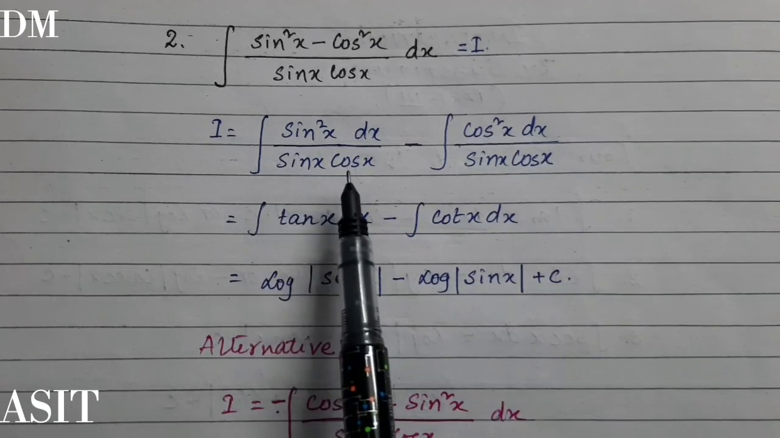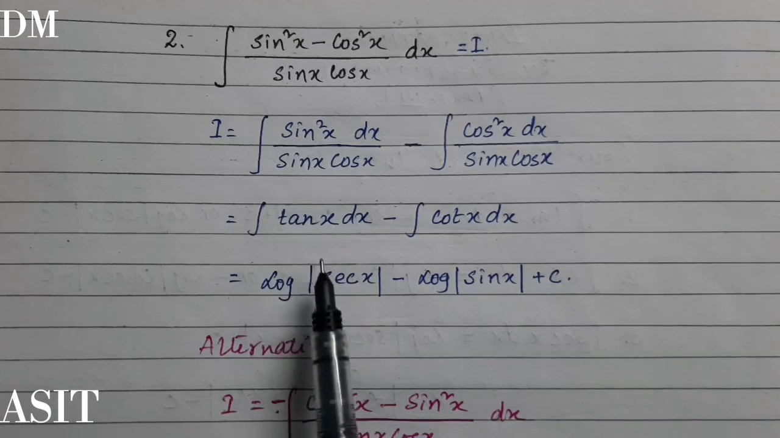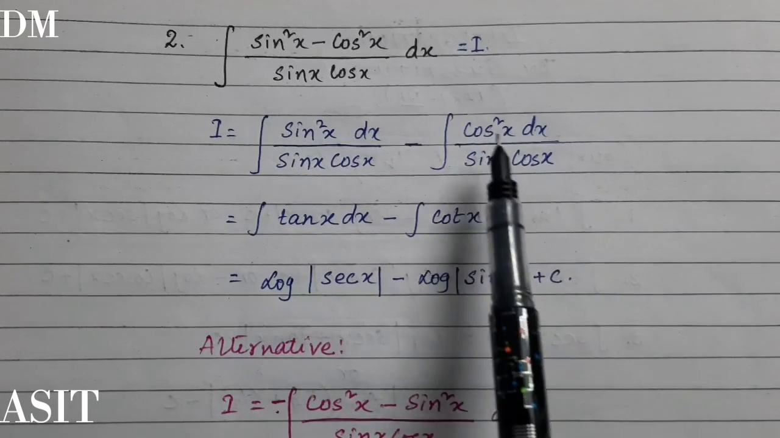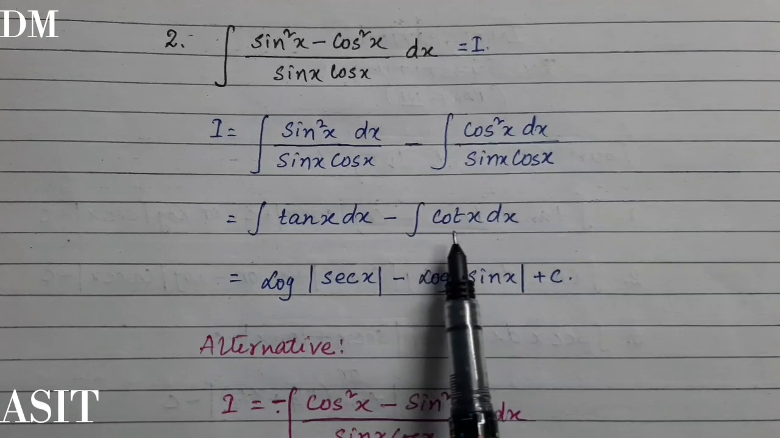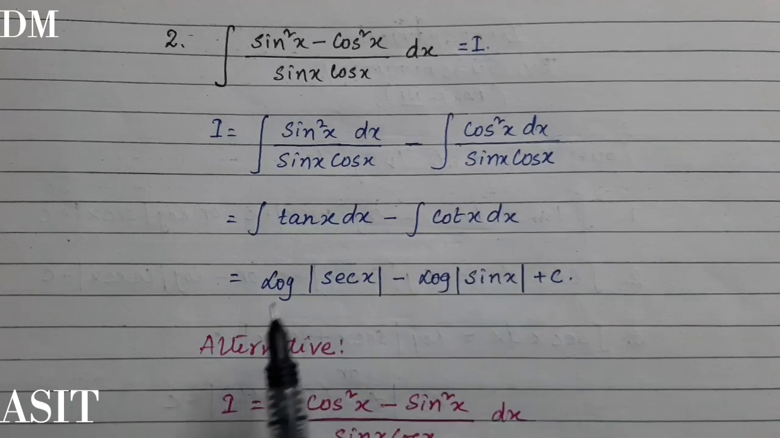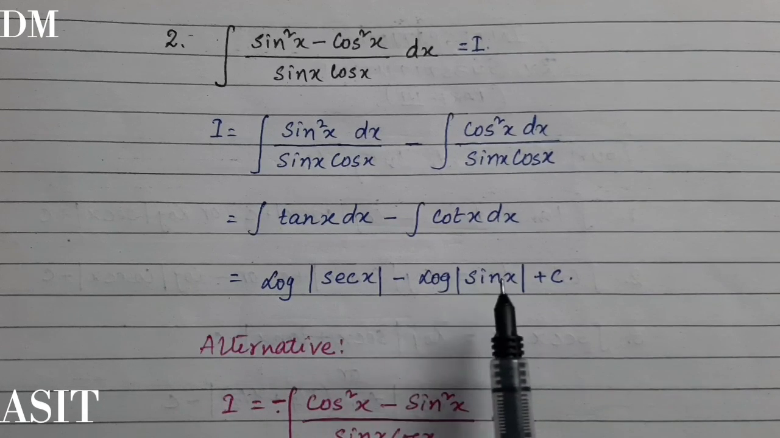Now here we can cancel out one sine x, so it will be sine by cos, which is tan x, minus, one cos cancels out, so cos by sine, which becomes cot x, dx. So integration of tan x minus integration of cot x, which is log of secant x minus log of sine x plus c.